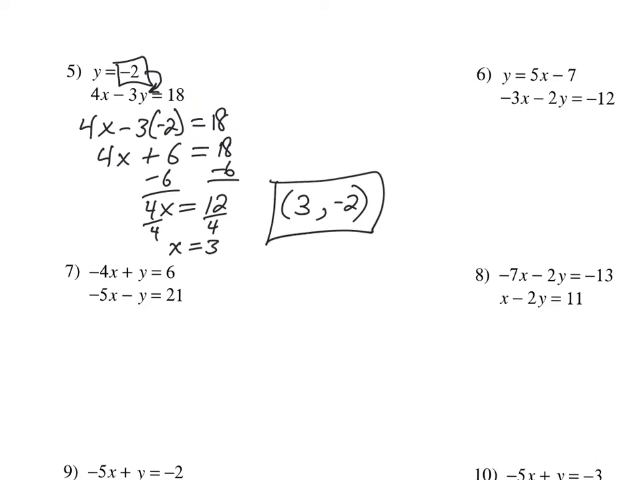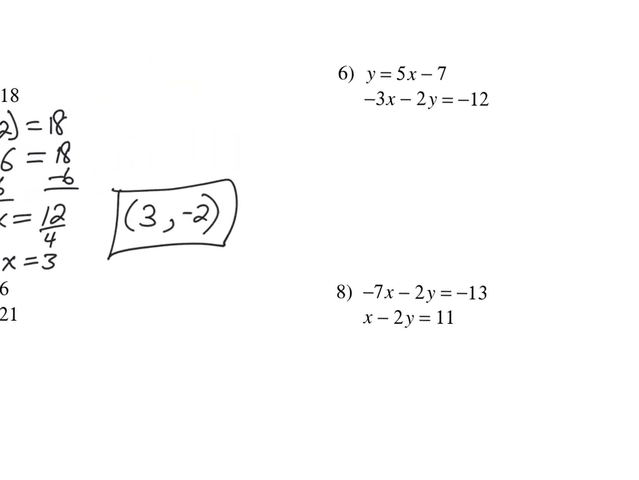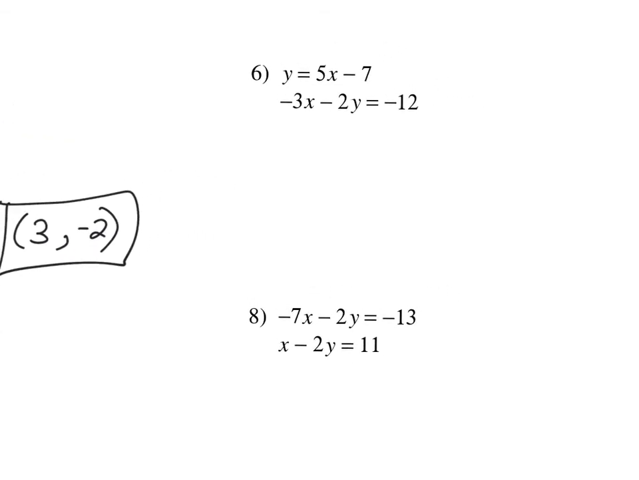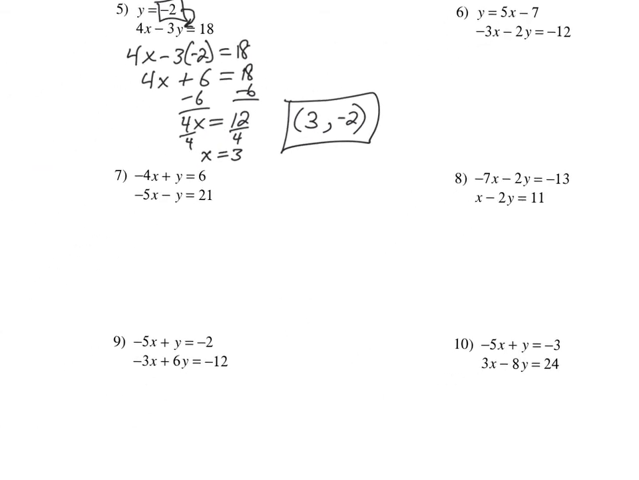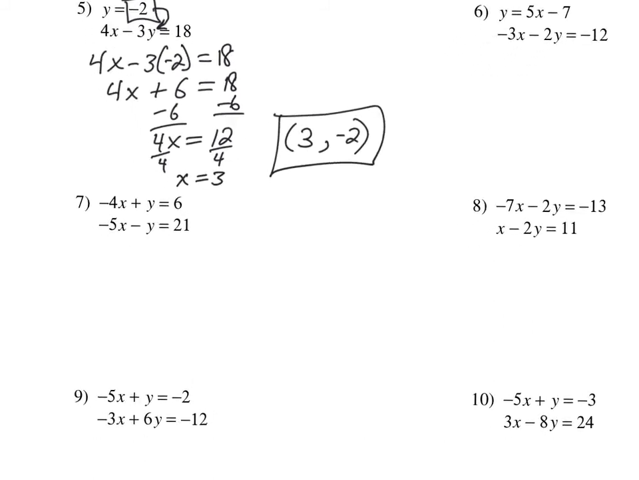And that's my solution. You notice I don't have to plug that back in because I already knew what y was. The only time you have to plug the value of the first variable you solve for back in is when you don't know what one of the two is, when it's still equal to something involving the other variable. Okay, let's take a look at number 7. I'd like you to do number 6 on your own.